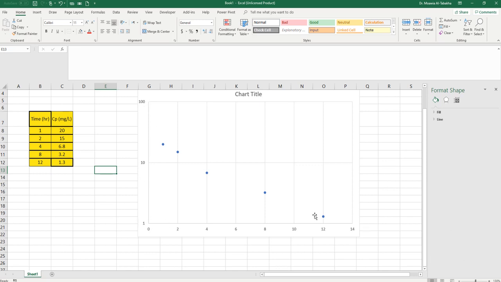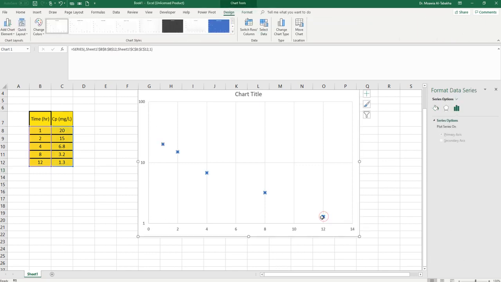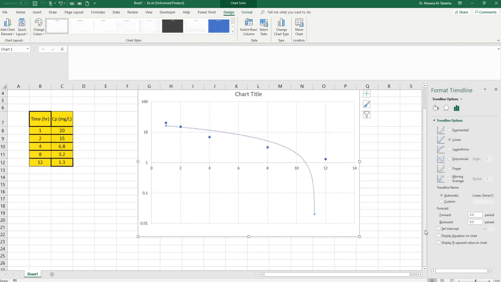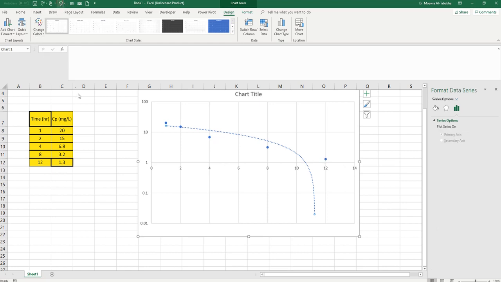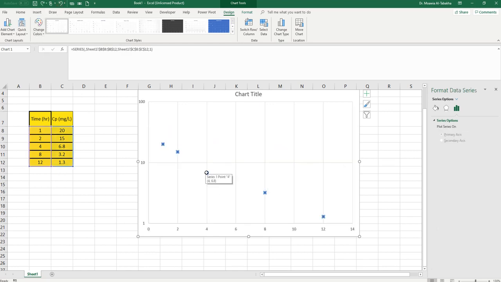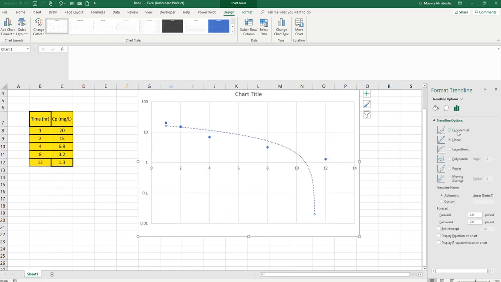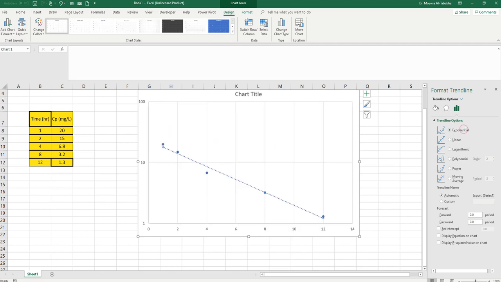After that, I will show you how to draw the best fitting straight line. So let me go again. First, click on the data points. Now they are already highlighted here. Right click and then add trend line. When you add the trend line, use exponential.